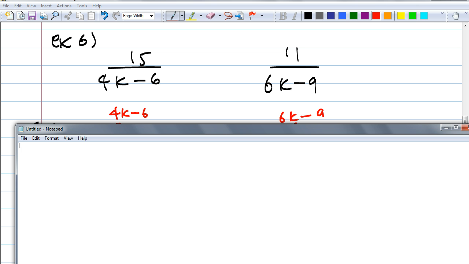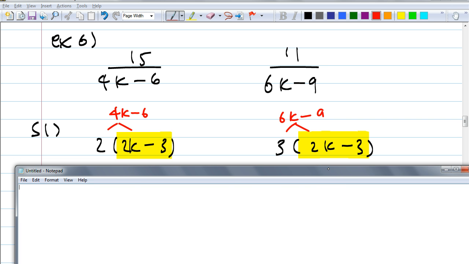John, what about 6k minus 9? How do I factor this? 3 times 2k minus what? 3 squared? No, just 9. So you factor out a 3 from 9, what's left? Just 3. Isn't that what we get, guys? If you don't believe me, multiply it back, right? Okay. So we factor out our denominators, then step 1 is done.